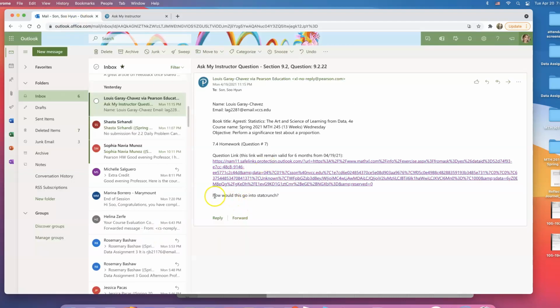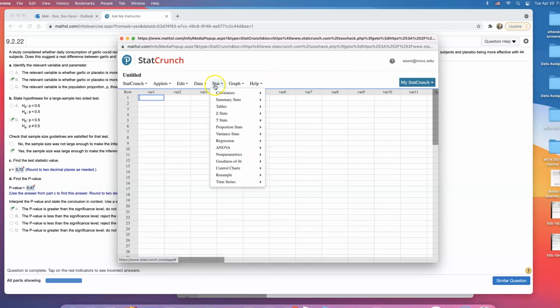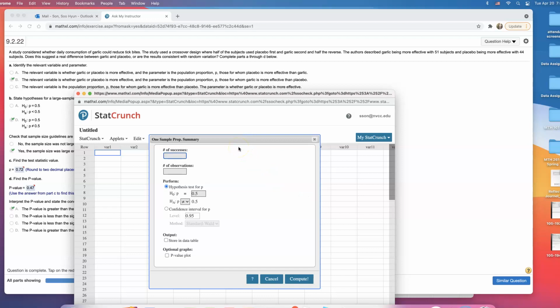Okay, the question was how would this go into StatCrunch? I see that you got everything else figured out. Go to StatCrunch, go to, I think this is the proportion problem, the garlic problem, right? Proportion stat, go to one sample, click on with summary, and I'll tell you how these numbers go in, okay?